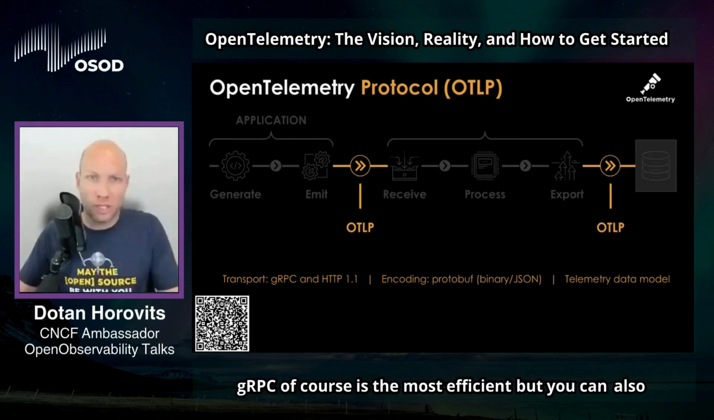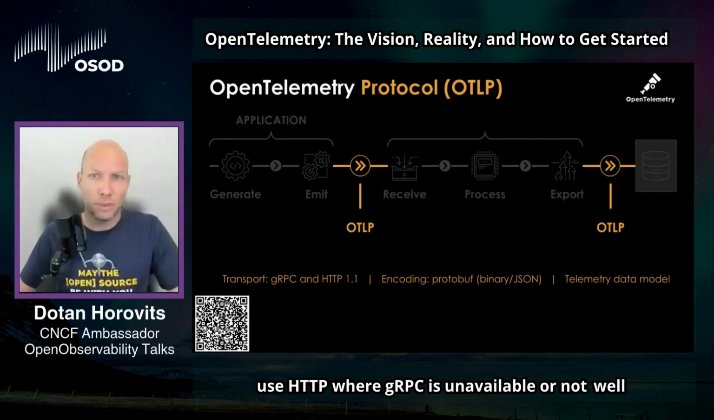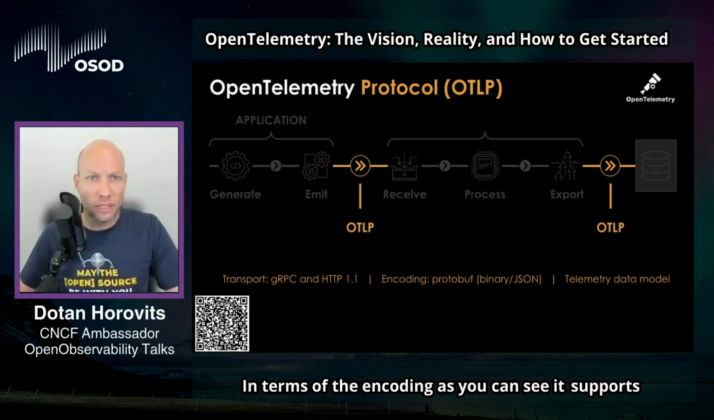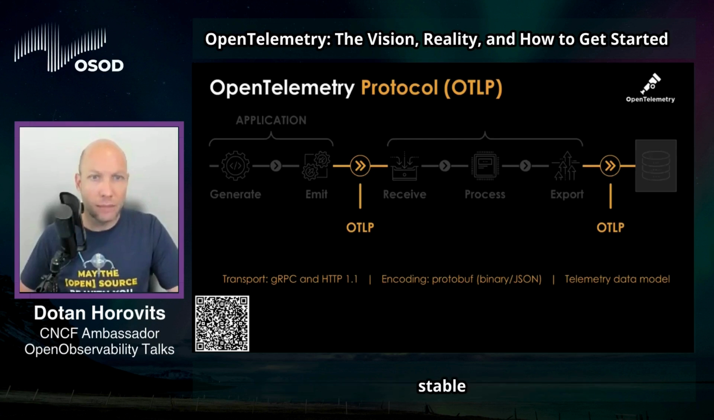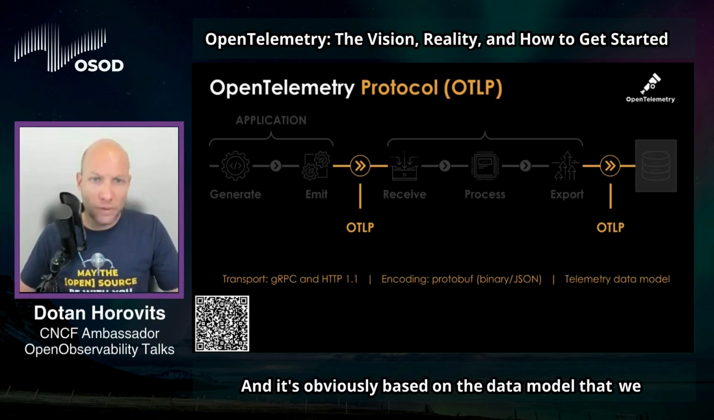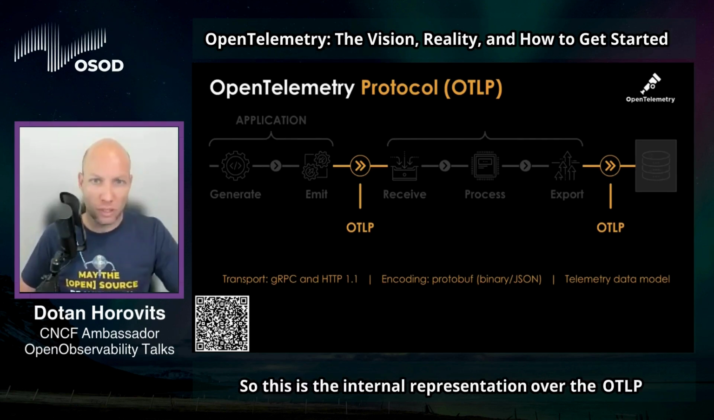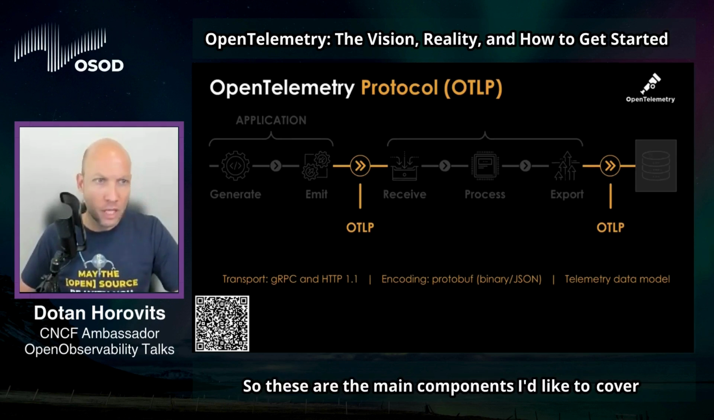gRPC, of course, is the most efficient, but you can also use HTTP where gRPC is unavailable or not well supported. In terms of the encoding, as you can see, it supports binary protobuf encoding and also the newer JSON protobuf encoding for the payload. So you can have OTLP over JSON that is already stable. And it's obviously based on the data model that we have from the specification. So this is the internal representation over the OTLP protocol. So these are the main components I'd like to cover.